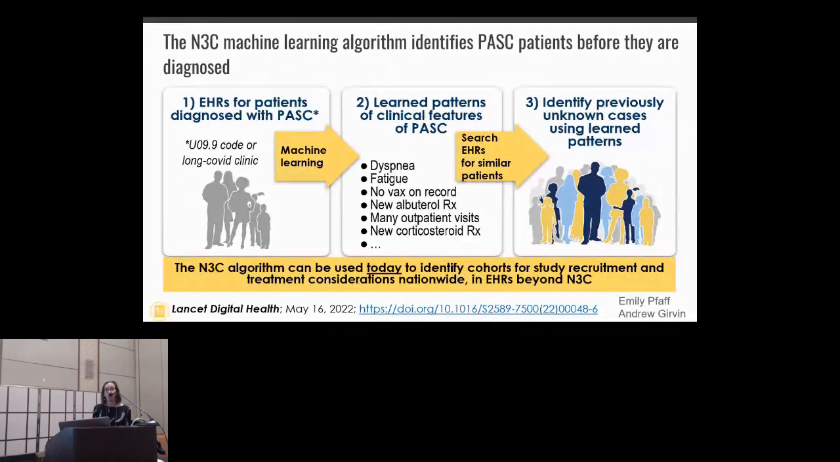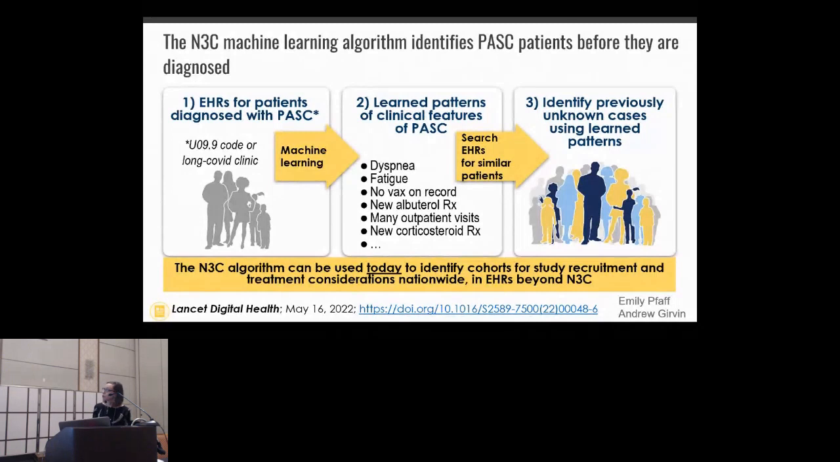And as I mentioned before, we know there are a lot of sites that still haven't implemented the use of that code. So being able to identify them for research studies or for specialty care is really important for their care. And our estimates right now, depending on where you set your inclusion and exclusion criteria, are somewhere between 18 and 21% of people with COVID end up with long COVID.